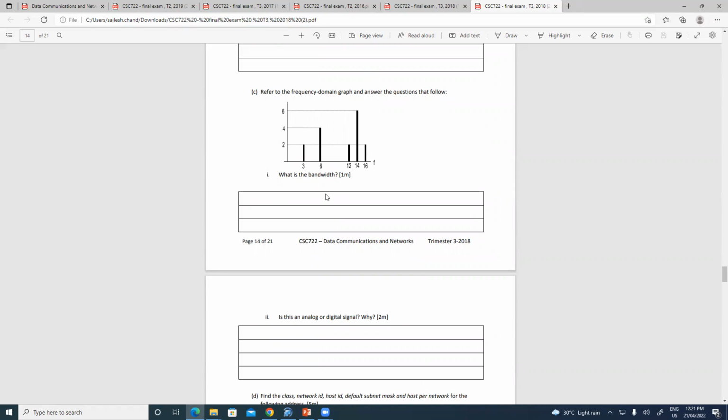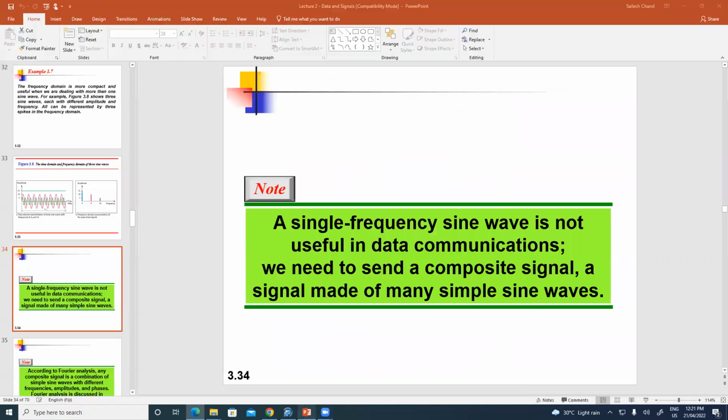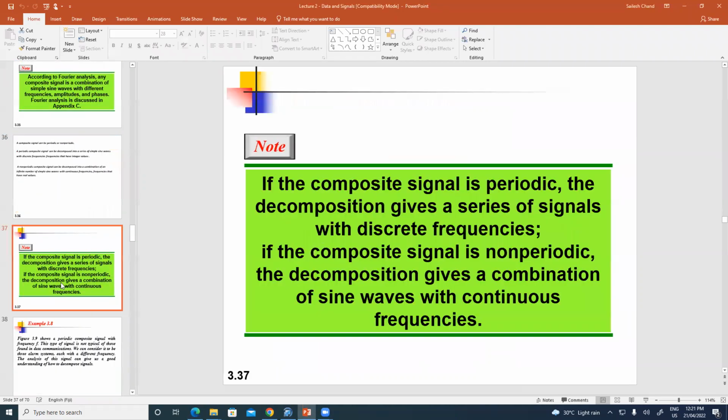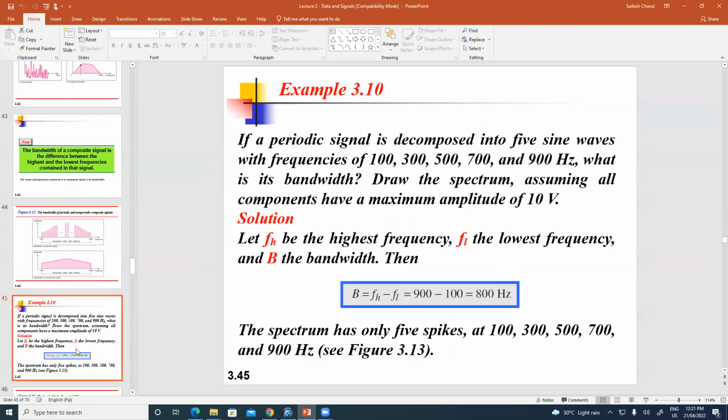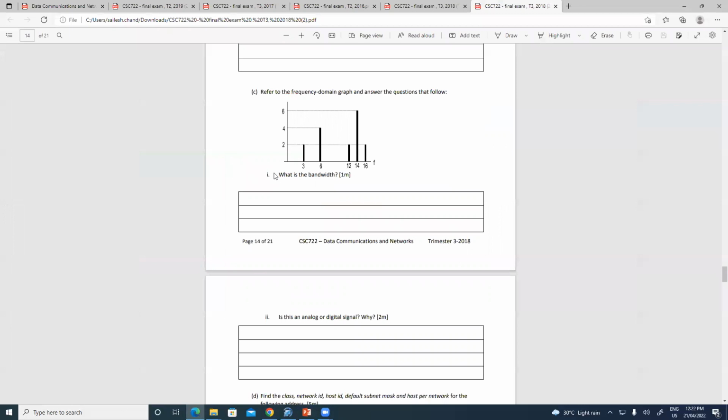to calculate the bandwidth. Okay? So in order to calculate the bandwidth, the formula is, it's a very simple formula. Okay, the bandwidth is equal to the highest frequency minus the lowest frequency. Okay? So if, for example, we look at one of these here, the highest frequency in this case is 16, and the lowest frequency is 3. So the bandwidth in this case is 13. That is the bandwidth in this case.